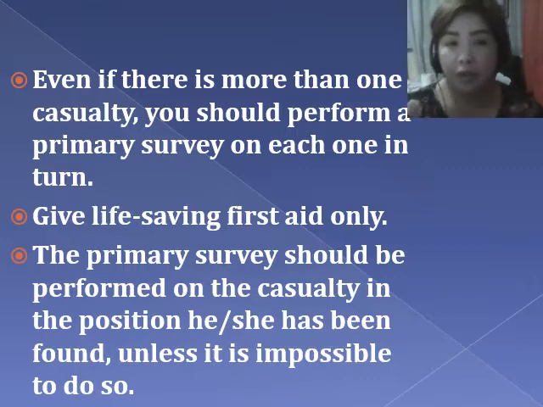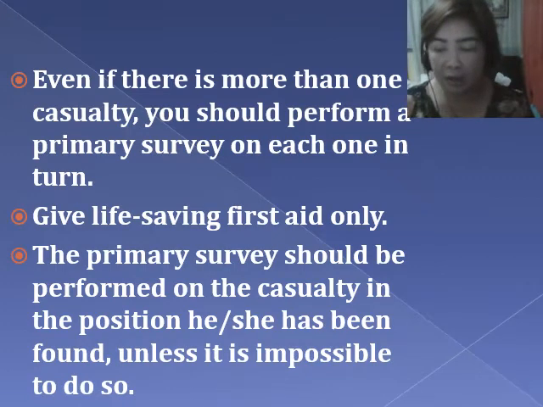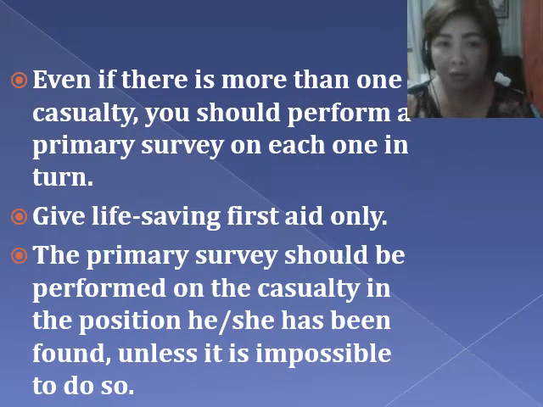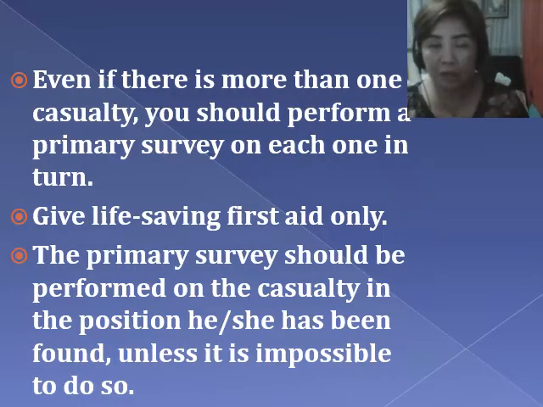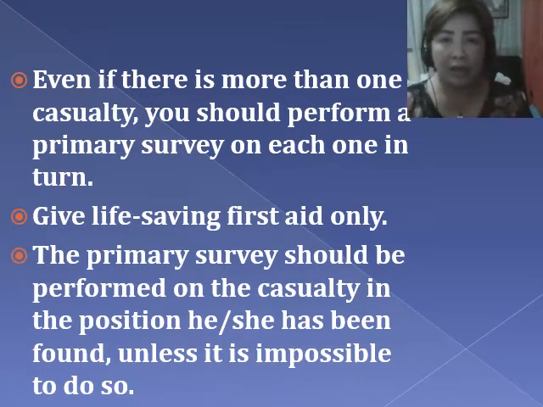Now, if there is more than one casualty, meaning not just one, not just two, but three, four, five or more, you should perform a primary survey on each one in turn. You need to do the primary survey on each of those victims, and then you give life-saving first aid only. Whatever first aid could save the victim's life in that actual situation, then you give it.